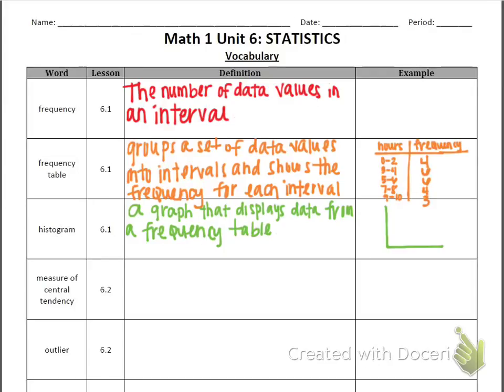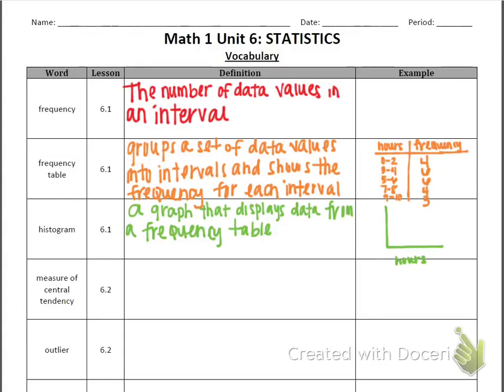And along the bottom is going to be your intervals. So we're going to label that bottom. We're just going to use this frequency table at the top. So we're going to label it hours. And I know it's going to be kind of small, but this is just so that you get an idea of what it looks like on your vocabulary page.